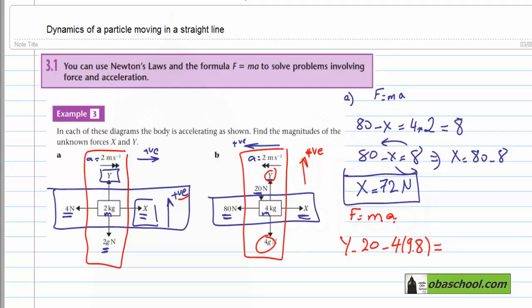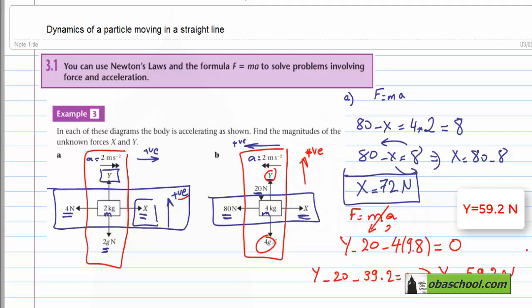G is 9.8 meters per second squared, and that's equal to ma. The mass m in this case is equal to 4 kilograms. However, a is equal to 0 since there is no acceleration along the vertical or the y-axis. So the equation becomes as follows. Y minus 20 minus 4 multiplied by 9.8. 4 multiplied by 9.8 is equal to 39.2. So y minus 20 minus 39.2 is equal to 0. Then we move everything beside y to the right side. So y is equal to 20 plus 39.2. That's equal to 59.2 newtons.